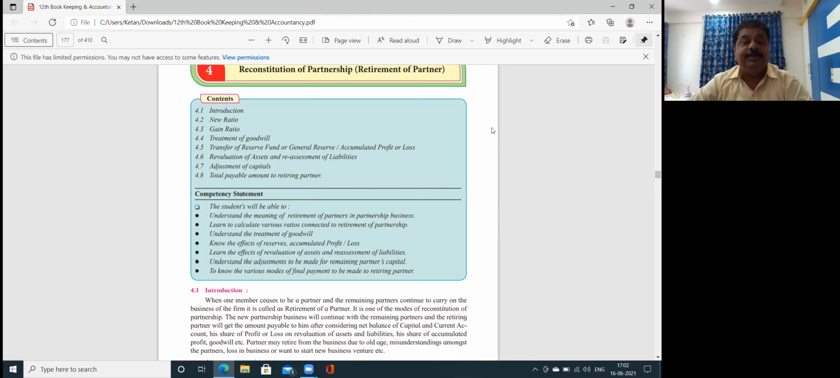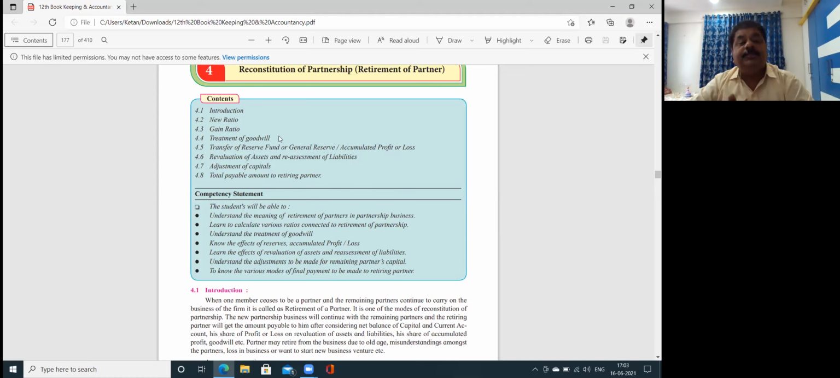in their profit sharing. But in the case of retirement, one partner is retiring from the business and the rest of the partners are getting the benefit or gain of his profit share. Okay. And that's why we are going to calculate the gain ratio. Then treatment of goodwill. Here the treatment of goodwill also we are going to learn. And this is actually a key learning point.